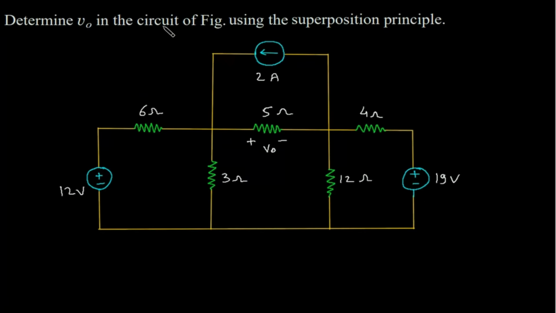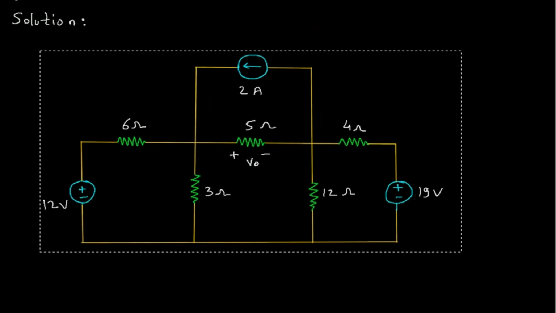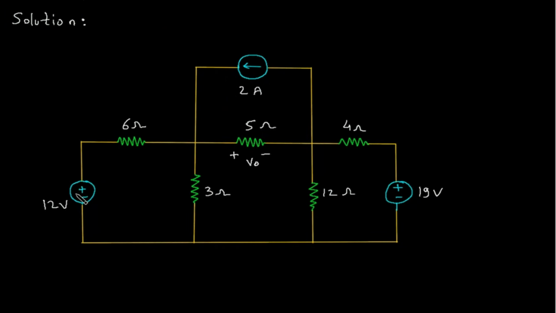Determine Vo in the circuit of figure using the superposition principle. We have to find this Vo using superposition principle. Solution. First of all, we will redraw the circuit. Now as we can see that there are total 3 independent sources. 2 sources are voltage source and 1 source is current source.